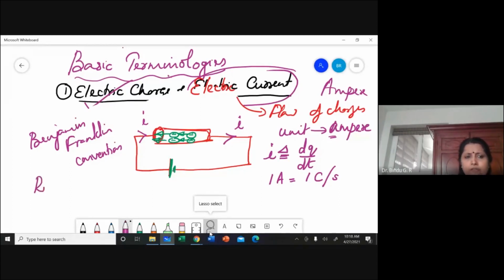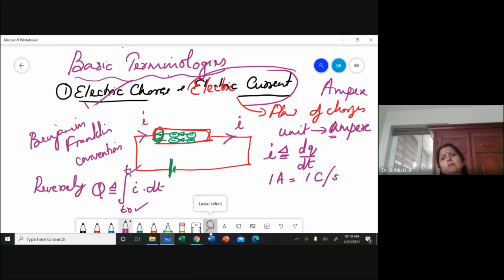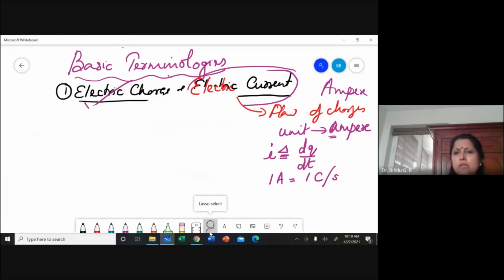Reversely, Q, the total charge accumulated or the total charge transferred, is defined as integral t0 to t of i dt, where Q is the charge transferred between time t0 and t. Okay. Now, let me come back to some other portion. Now, I am coming back to this equation.